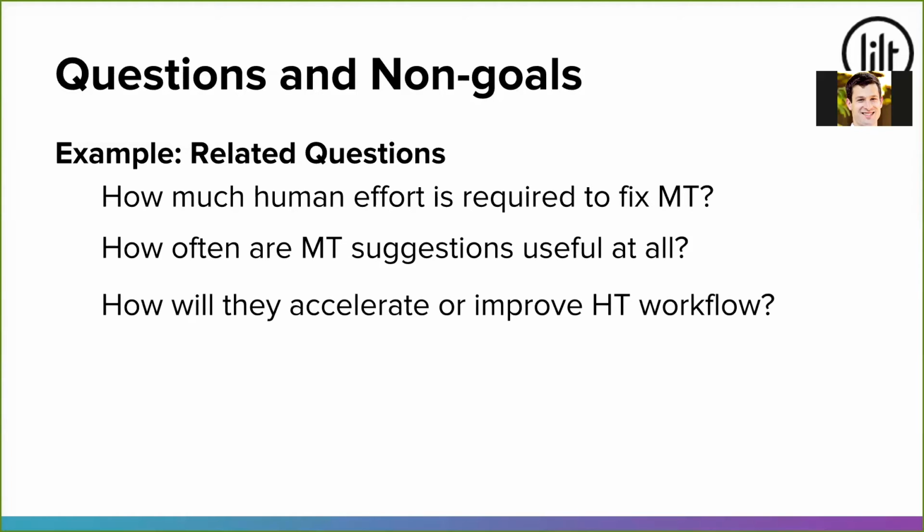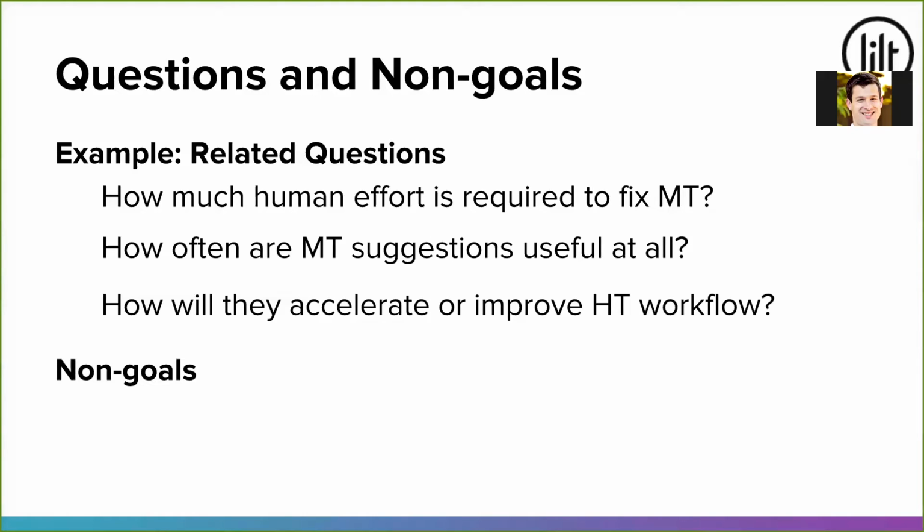And then we could ask something like, how will these MT suggestions accelerate or improve a human translation workflow? These are related to effort and how often a human translator might use the machine translation output. Okay, so those are questions that we can start to ask once we've narrowed the universe of translation systems down to a few. Then we're going to expose the output of those systems to either human raters to evaluate translation quality, or maybe we're going to put them into a human translation workflow to evaluate whether there's any acceleration due to machine translation.